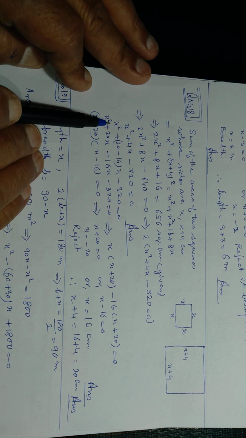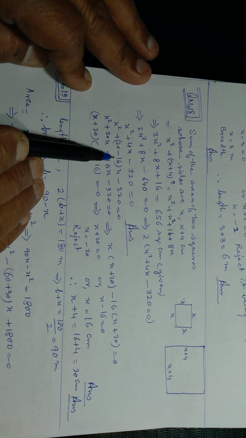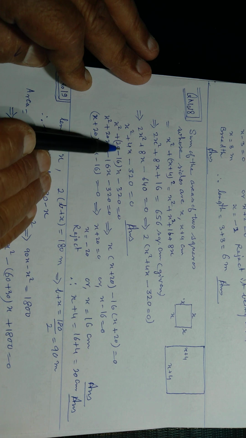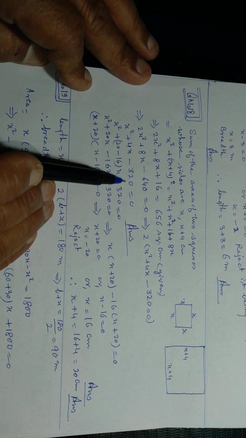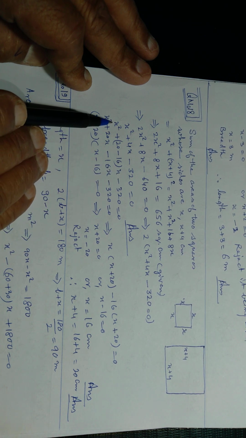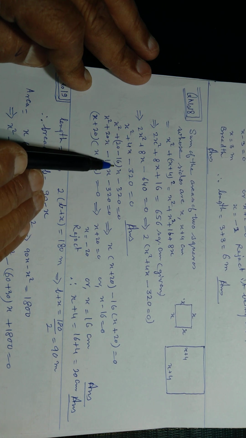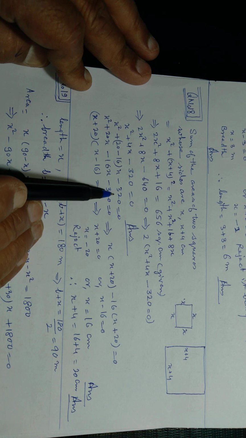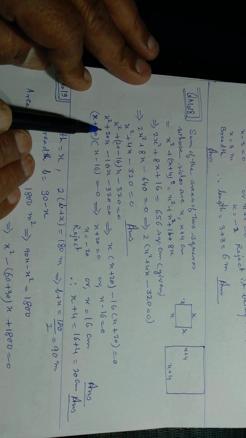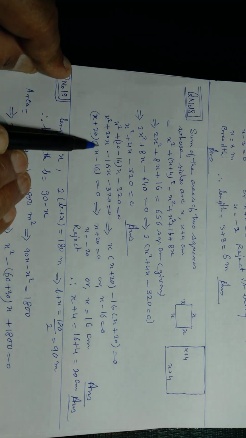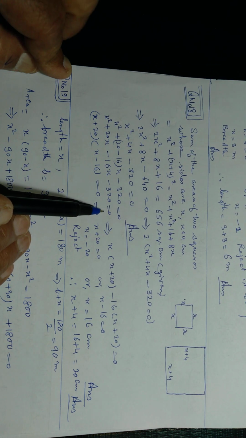Now when we solve it, x square, now in place of 4 I have written 20 minus 16, that will be equal to 4, and 20 into 16 will be equal to 320. So x square plus (20 minus 16) x minus 320. You see I have opened the bracket: x square plus 20x minus 16x minus 320 equal to 0.